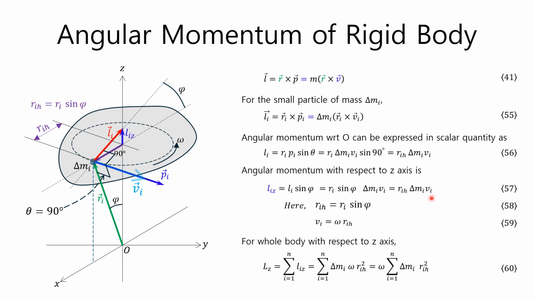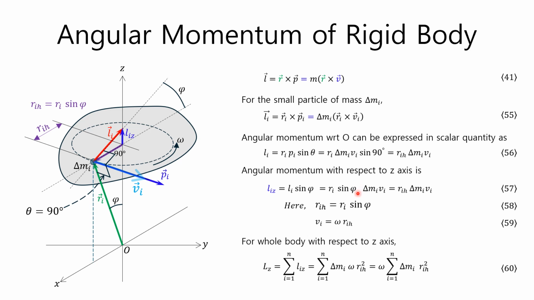In equation 57, Rih is the component perpendicular to the z-axis of vector Ri, as shown in equation 58, and is represented by the purple vector in the figure. As shown in equation 57, the angular momentum Liz is the largest when each phi is 90 degrees, and the angular momentum Liz also becomes 0 when phi becomes 0.